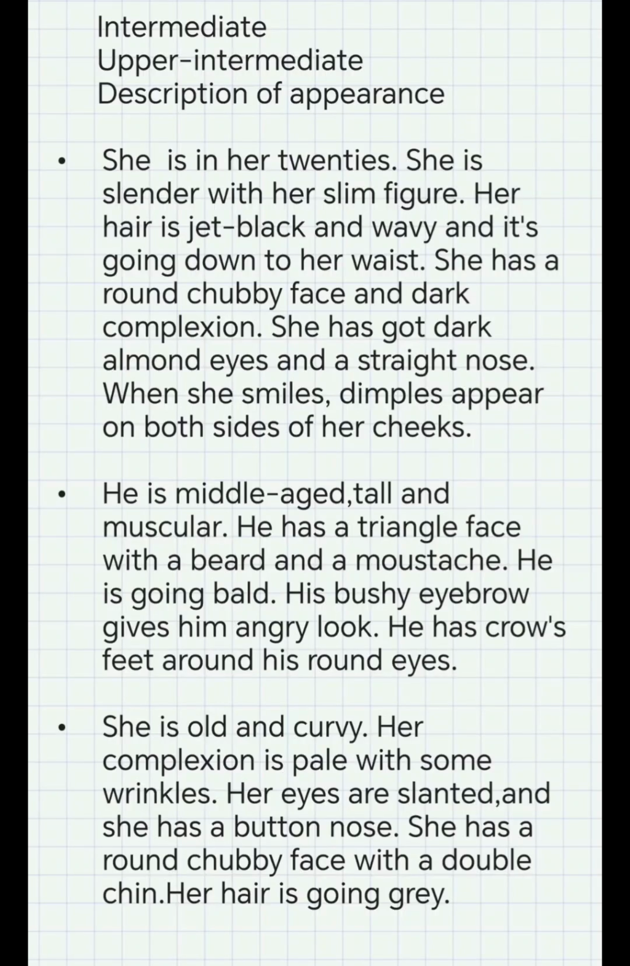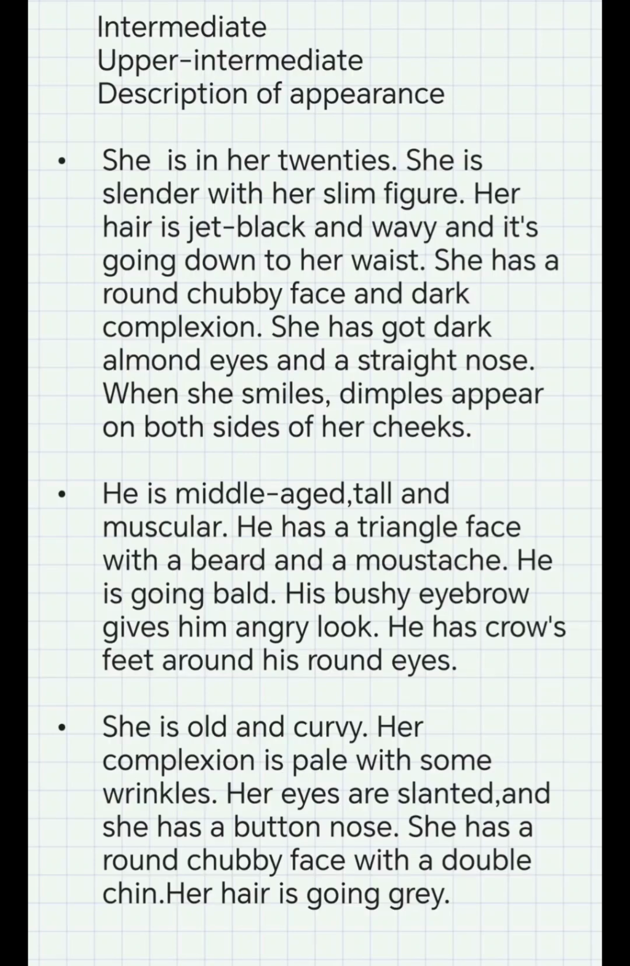Now let's learn to describe at the intermediate and upper-intermediate level. So, she's in her 20s, she's slender with a slim figure. Figure here means body shape. And her hair is jet black and wavy and it's going down to her waist. Here, jet black means black but very dark, and it's going down to her waist shows it's very long. She has a round chubby face and dark complexion. She's got dark almond eyes and a straight nose. When she smiles, dimples appear on both sides of her cheeks.